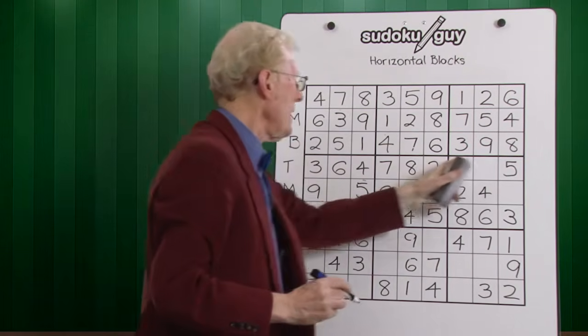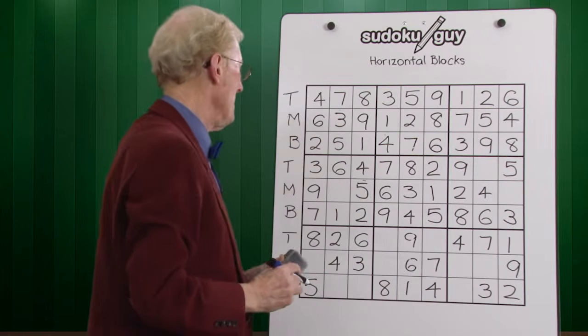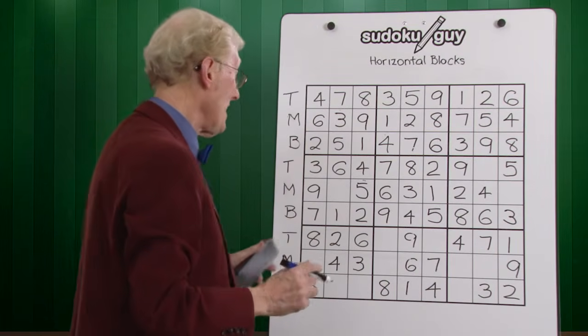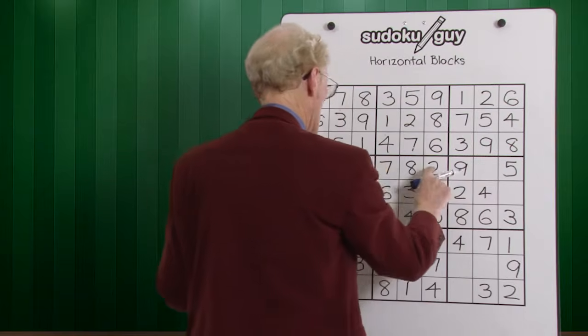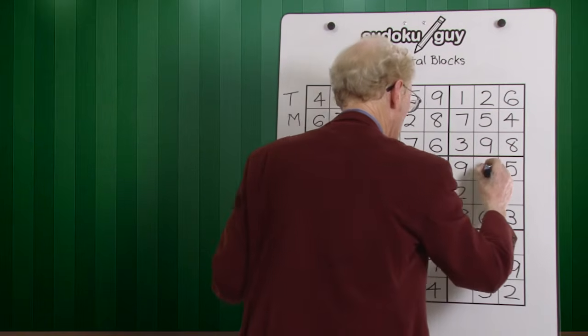Now we've only got 1 left in this row. Let's fill it in. What number will it be? Well, it just turns out to be a 1. 1, 2, 3, 4, 5. All the others are there, so that is a 1.